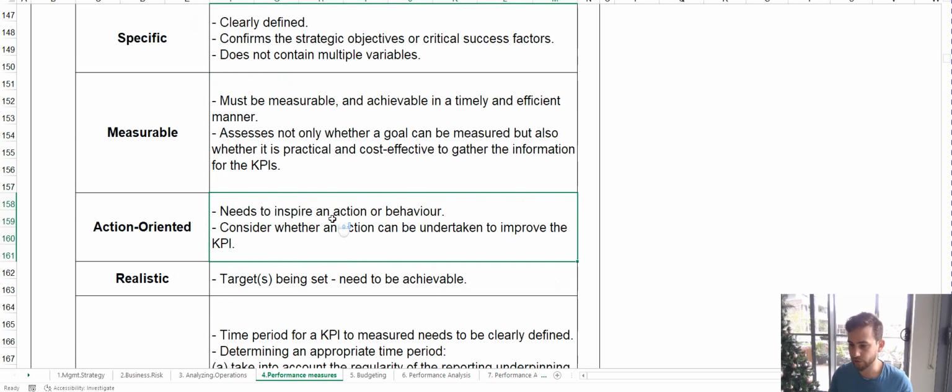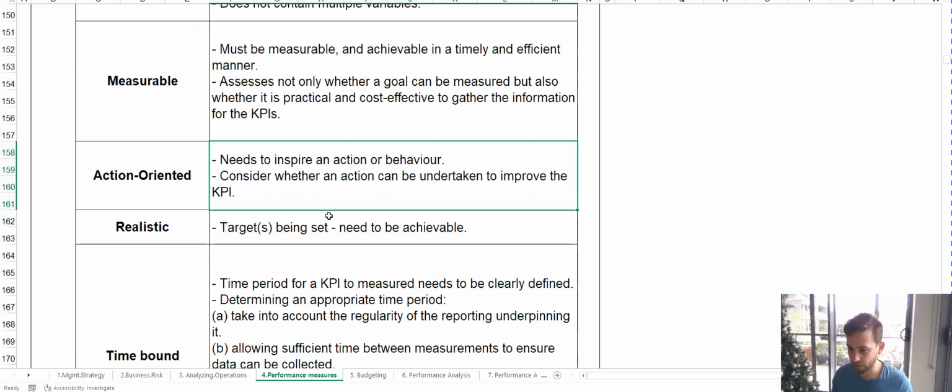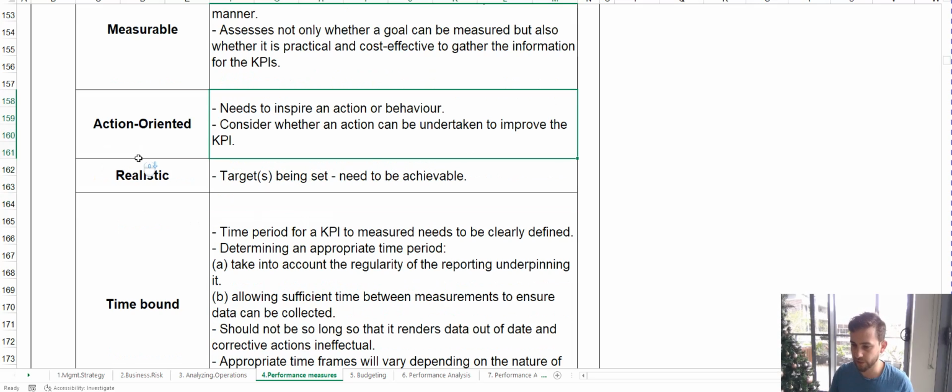All right, next is action-oriented. So it needs to inspire an action or behavior and consider whether an action can be undertaken to improve the KPI. So is it something that you can actually control with actions? With billable hours, for example, well, yes, you can. You can go and charge more hours. You can find new clients. You can ask partners for new work if you don't have a customer or a client. So yes, you can actually inspire an action from that.